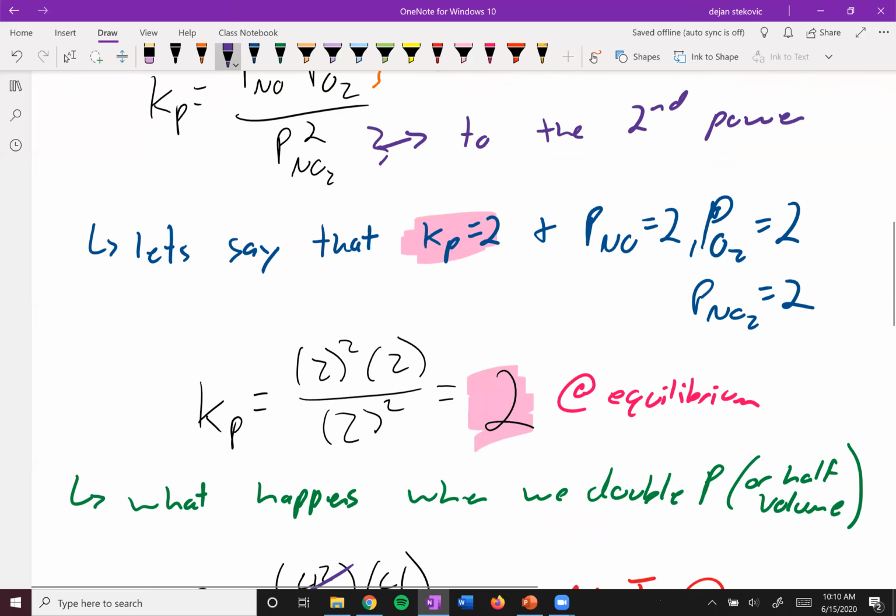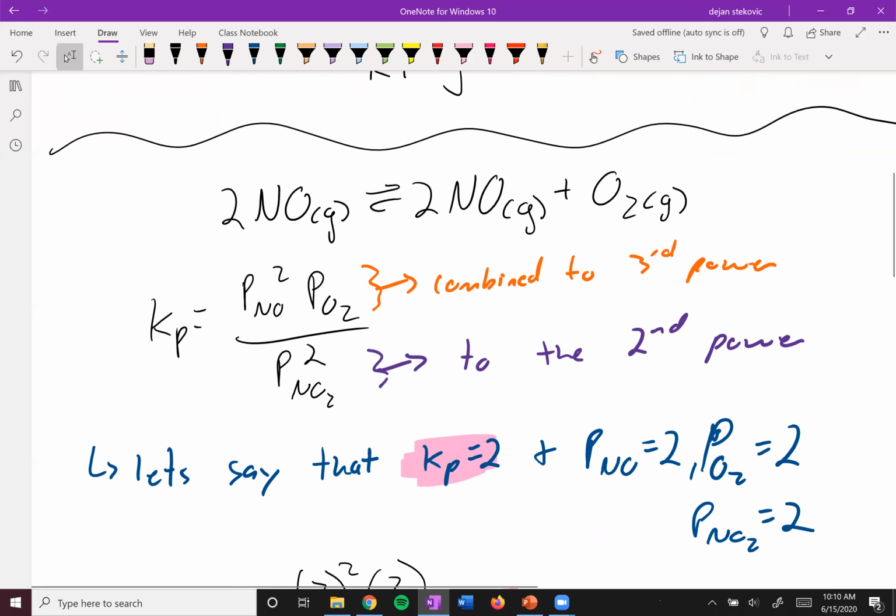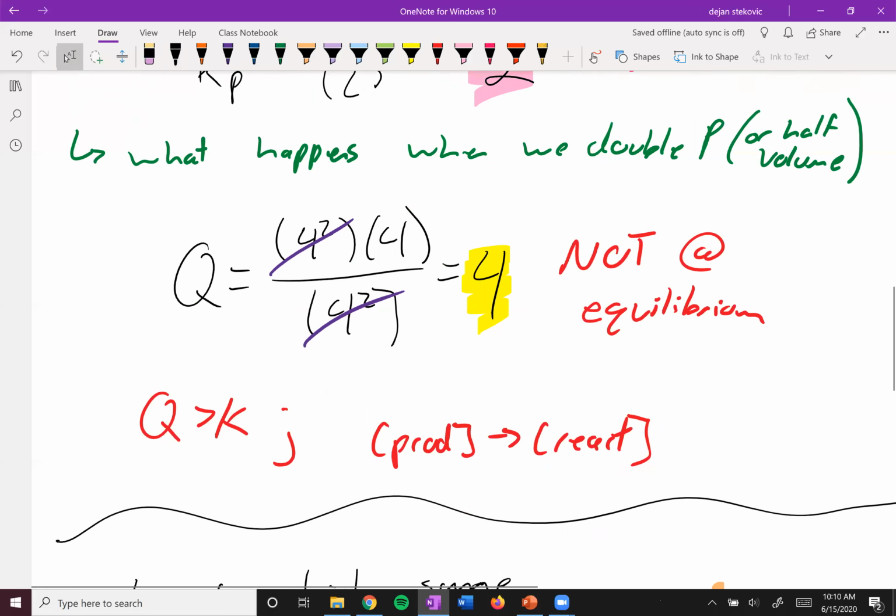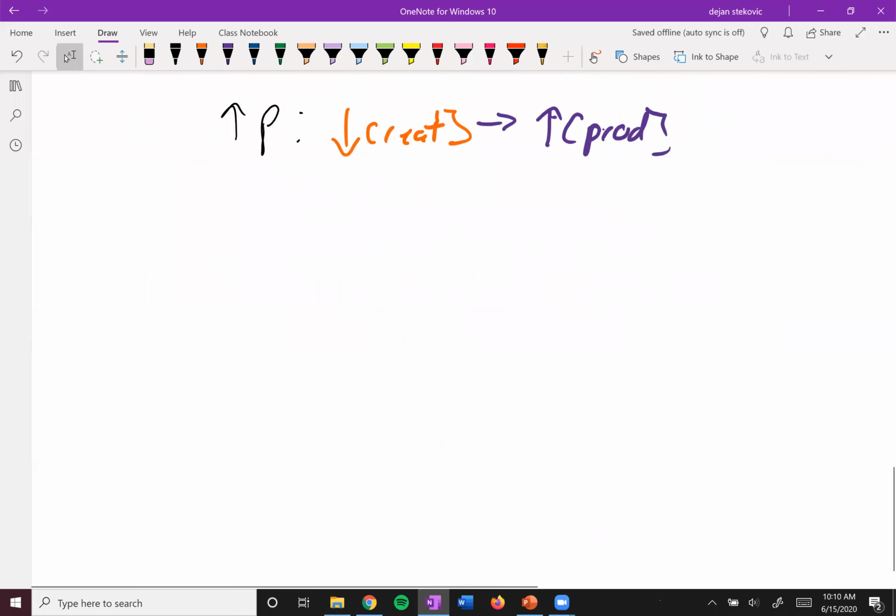And then we saw an example of what happens when the amount of products is greater than the amount of reactants. We're going to go the opposite way here. Products are going to turn into reactants.